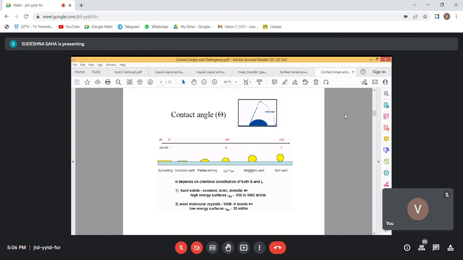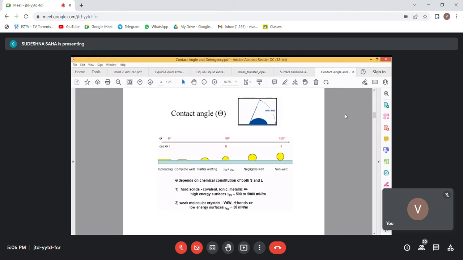So this theta, this contact angle, basically depends on the chemical constitution of both the solid as well as the liquid. Hard solids, usually the covalent, ionic or metallic surfaces, have high surface energy, gamma SV is around 500 to 5000 millinewton per meter, whereas weaker molecular crystals, where van der Waals forces and hydrogen bonds are formed, have low surface energy, gamma SV is around 50 millinewton per meter.